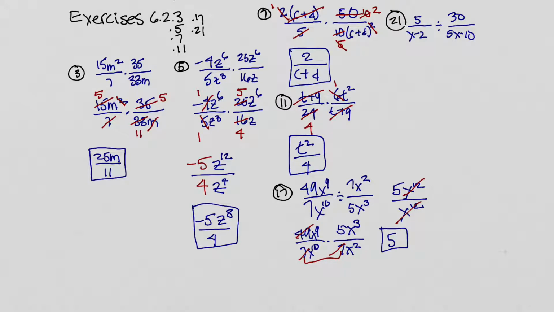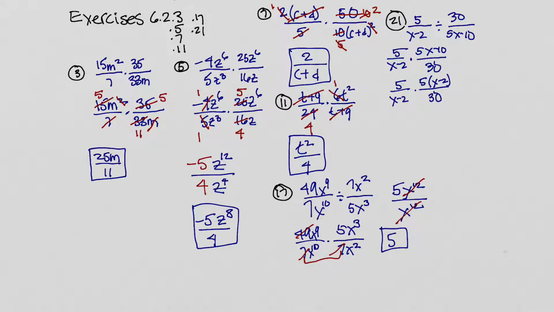Now number 21, we've got a division here, so the first thing I'm going to do is invert this divisor and change the division to a multiplication. So this will give us 5 over x minus 2 times 5x minus 10 over 30. Now I can see that I'm going to multiply here. What I'm going to do is I'm going to factor as much as I can. I can see that I can factor a 5 out of these two terms. So let's do that. So we'll rewrite our 5 over x minus 2 times, now we'll factor a 5 out of here, and we'll be left with x minus 2 all over 30.